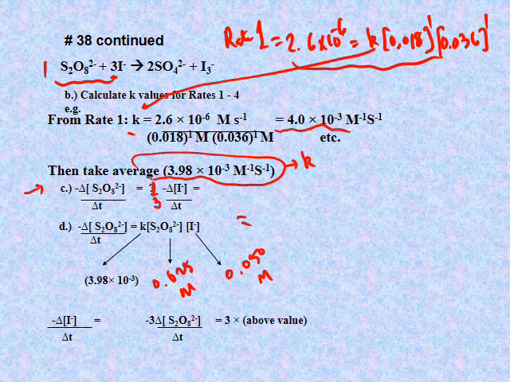So the first number is 3.98, raised to the power minus 3, so that's the rate constant, times 0.025, times 0.050, and make sure you double check when I'm doing it. So what I get is 4.975 times 10 to the negative 6.